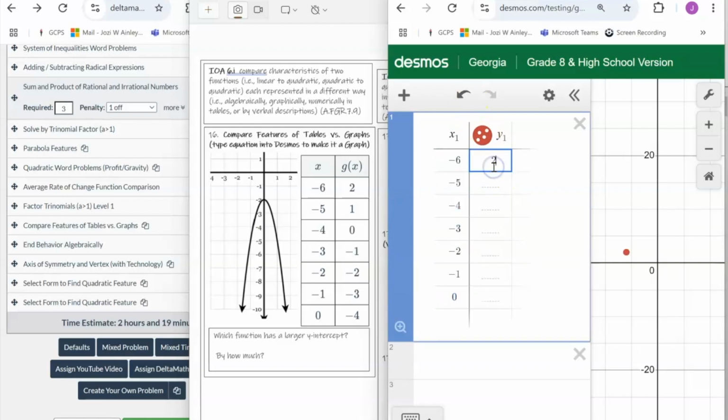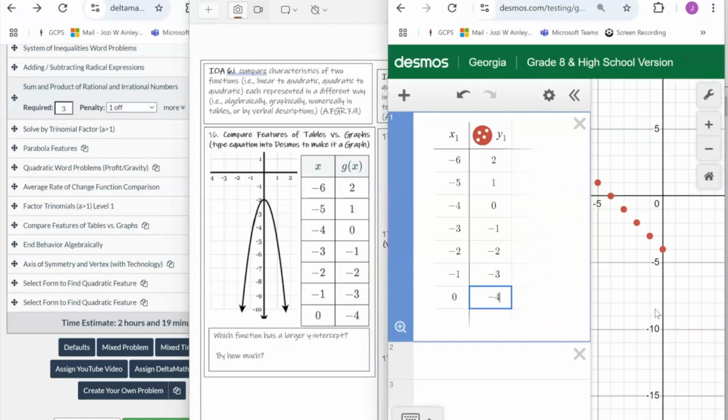And now we're going to put in this one. Please make sure that when you're doing this, you are literally typing the correct thing, because if you make one mistake, it will take it out. All right, so what does that look like? It looks like a straight line, which is called what? A linear function. All right, so the first question that it's asking is which one has a larger y-intercept?